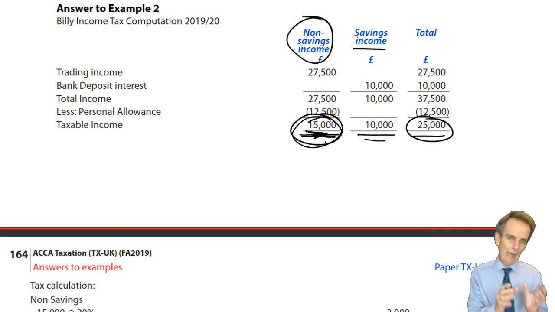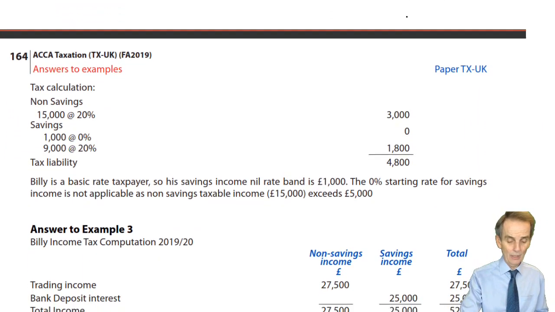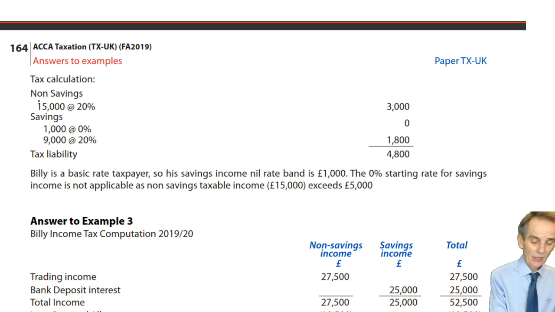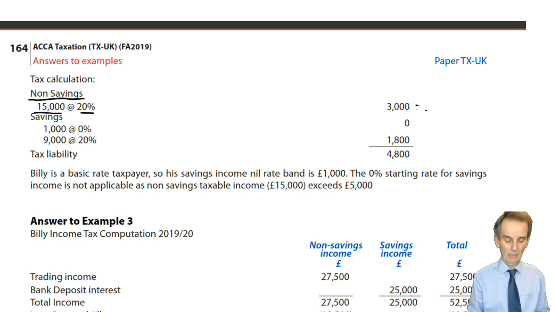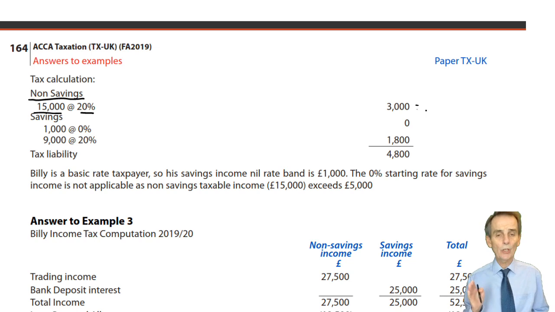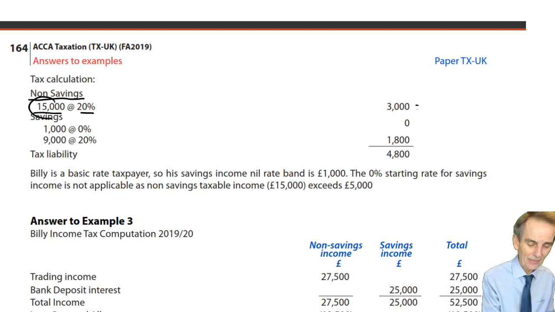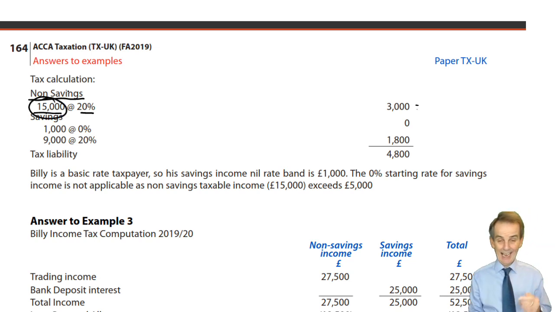So once from our analysis we've made those determinations, it's then hopefully a simple process of computing the tax. First, non-savings. How much? 15,000. We know all of that is in the basic rate band, 20%. So all being well equals £3,000. That's the first 15,000. We now move to savings income. We have already determined that there is no 0% starting rate band to apply. Why? Because that figure of taxable non-savings income has exceeded £5,000. No starting rate band available.